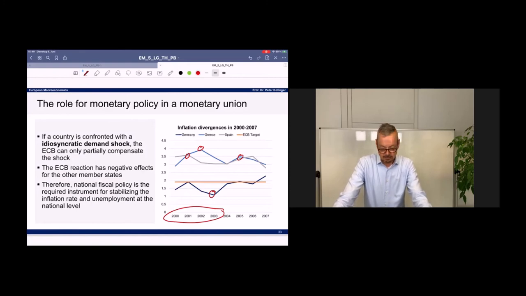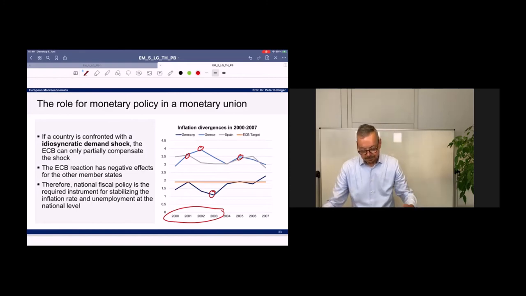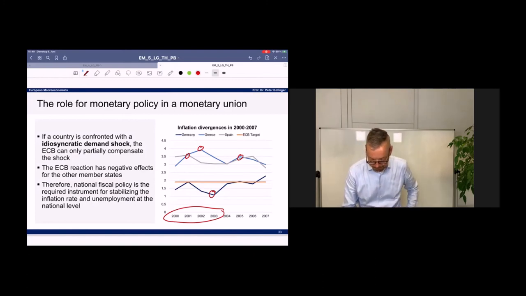And of course, in a monetary union, the effectiveness of monetary policy is reduced the more the national inflation rates diverge, because in this situation, with relatively high inflation rates in Spain and Greece, the real interest rate in these countries was below average. And in Germany, with the low inflation rate, the real interest rate was above the average. So you had kind of destabilizing effects of the uniform interest rate policy of the ECB.